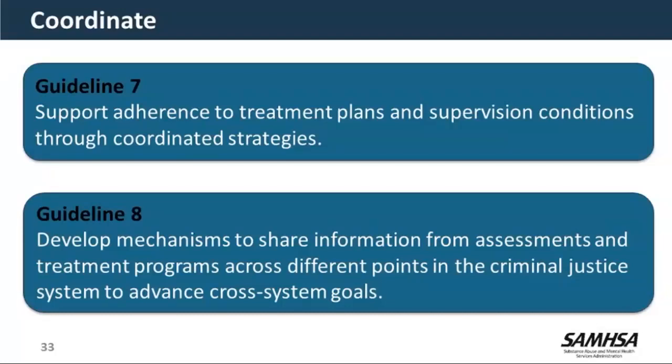Guideline 8, fitting within the coordinate piece of the APIC acronym, we want to develop those mechanisms to share information from assessments and treatment programs. And what I mean by this is we don't want to continually repeat the administration of screenings and assessments across different components of the criminal justice system. The more that we can share information and not have people retell their stories and re-traumatize them, we produce better outcomes and increased community tenure for individuals.